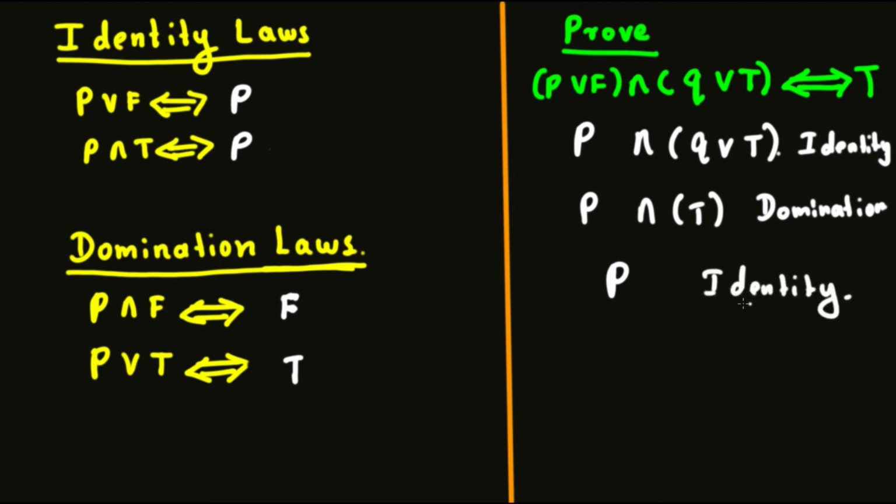Identity. But this final result is not equivalent to what we wanted, because they have asked us to prove this whole thing is equal to true, but we got P. It means this is not equivalent to true. Okay, sometimes we will not get the expected results. It means that's not true. Now let's go ahead and see the next laws.